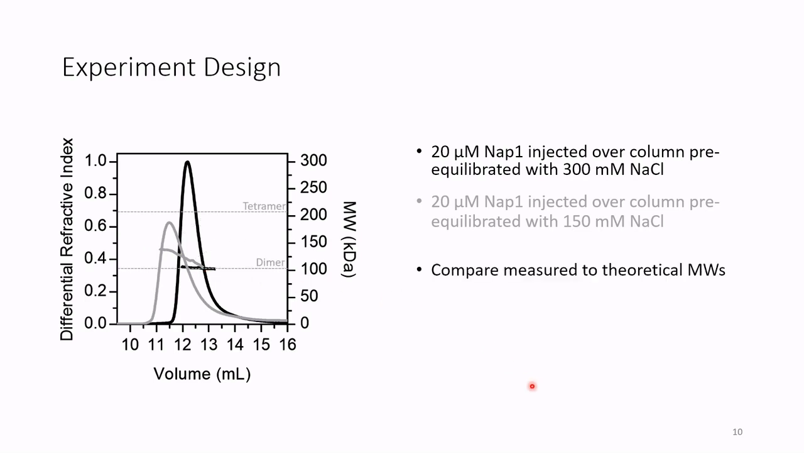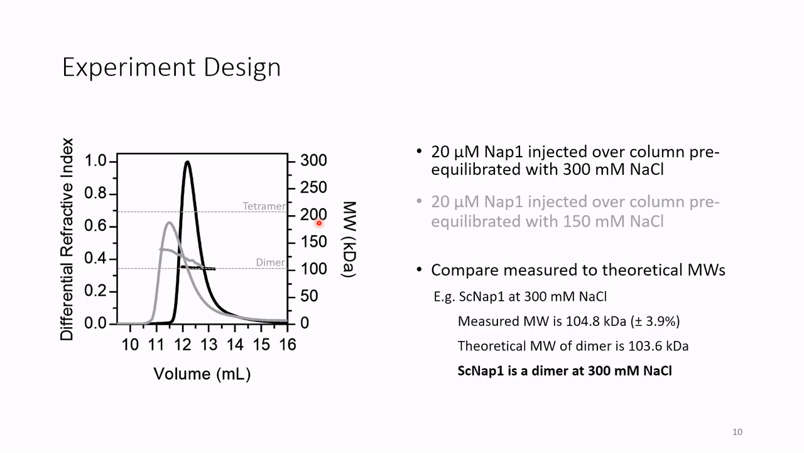We can then compare the observed molecular weight traces to the theoretical molecular weight of Nap1. The theoretical molecular weight of Nap1 dimer is about 100 kilodalton, the tetramer being a little above 200 kilodalton. So once we get those values, we compare our observed molecular weight, which is for yeast Nap1 104.8 kilodalton, and compare it to the theoretical molecular weight of the yeast Nap1 dimer that's calculated from the sequence of yeast Nap1, and that is 103.6 kilodalton.